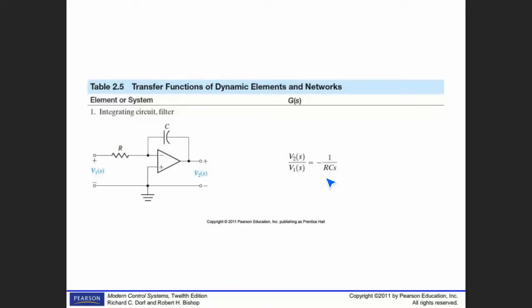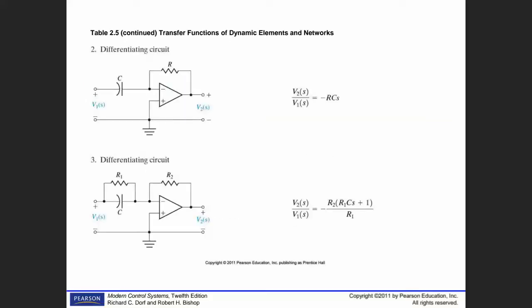Why do they call it integrating? Since 1 over S is involved. 1 over S is an integrating element. Okay. Now there are others too. Differentiating circuit. In that case, you multiply with S. Okay.